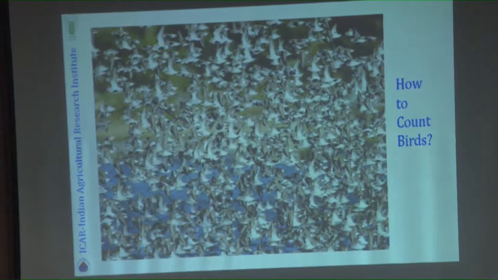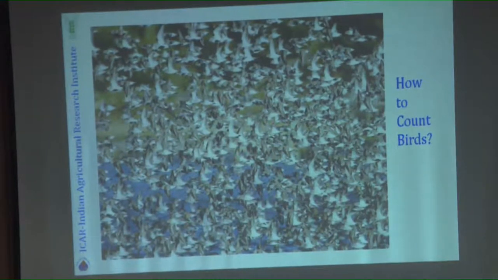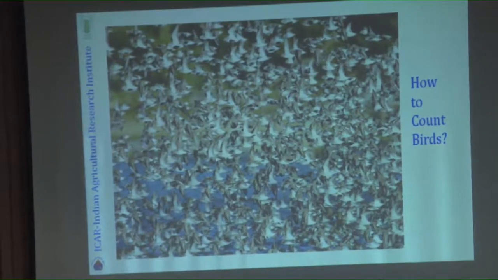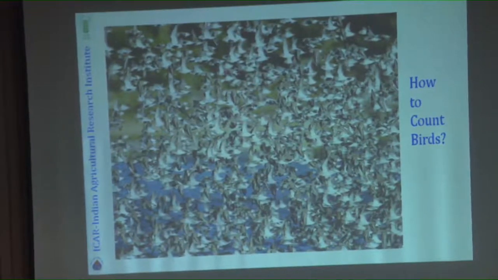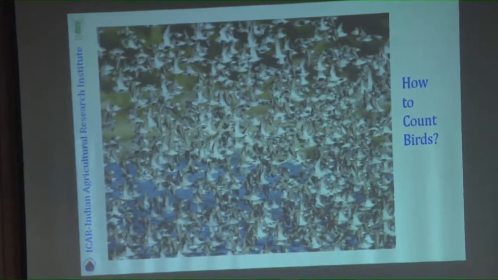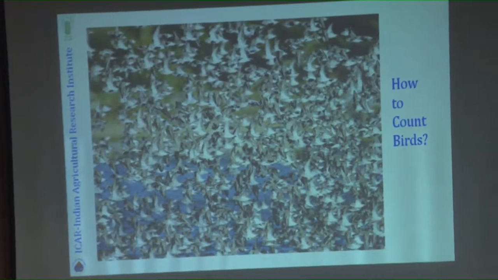Every time you want to catch a bird and put a marker, how many birds will you be able to catch? And put a ring. It's interesting. If you want to count the number of birds, it's not easily done. If you know there are only four or a few birds in a particular area, then it is easy. But counting the number of birds in a flock like this is very, very difficult. So we have certain methods, which I'll introduce for your curiosity.